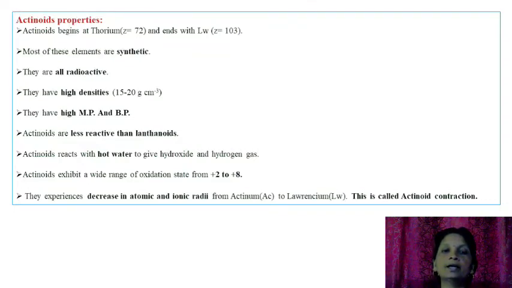Actinoids are less reactive than lanthanoids. Actinoids react with hot water to give hydroxide and hydrogen gas. Actinoids exhibit a wide range of oxidation states from +2 to +8. They experience a decrease in atomic and ionic radii from actinium Ac to lawrencium Lr. This decrease in atomic and ionic radii from actinium to lawrencium is called actinoid contraction.